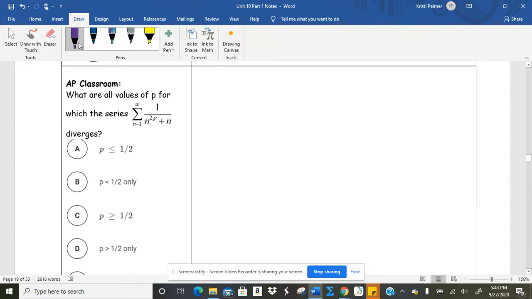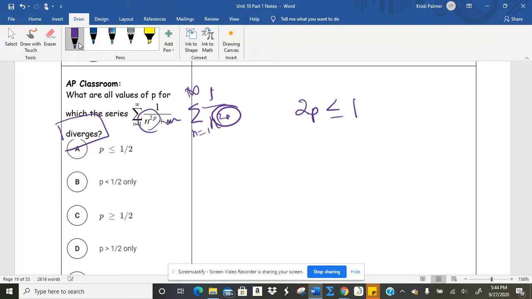Okay, next one. What are all the values of p for which this series diverges? So again, I can ignore everything else. And we know that if I had 1 over n to the 2p, diverging, oops, sorry, that's infinity. Diverging here is going to be where that exponent, that 2p, is less than or equal to 1. So that was the condition. So now just solve for p. And that will give me the answer. So that one's kind of easy. It's nice.